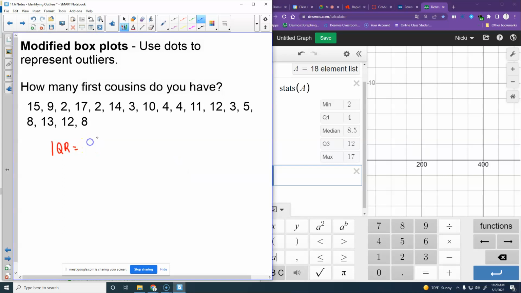Interquartile range is third quartile minus first quartile. For this data set, Q3 is 12, Q1 is 4. So 12 minus 4 is going to give us 8. So we have our IQR, interquartile range, is 8 for this data set.